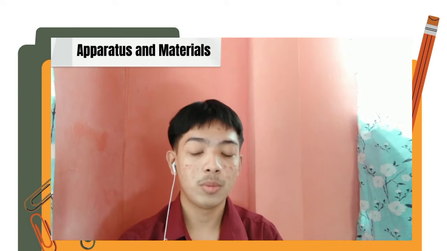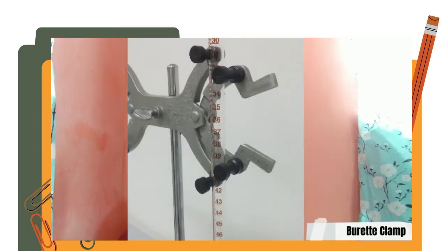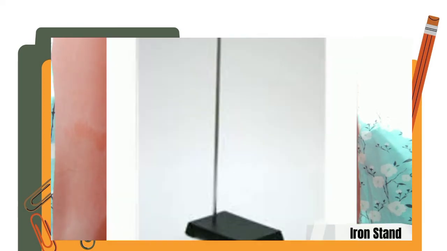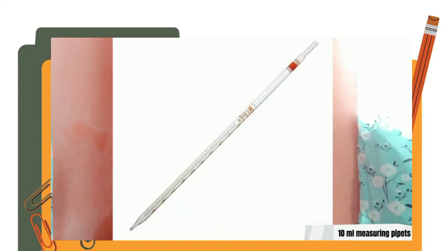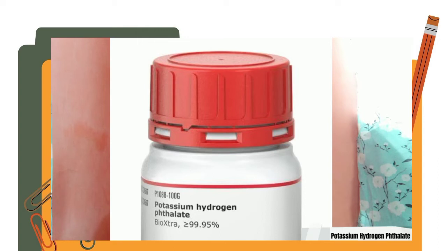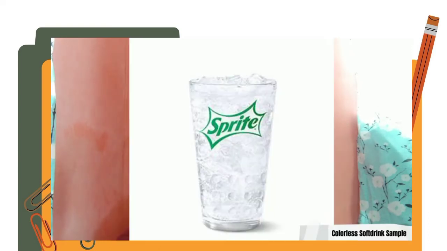So first thing we need for this experiment is a 50 ml acid burette, lamp, iron stand, 250 ml Erlenmeyer flask, 10 ml measuring pipettes, potassium hydrogen phthalate, 0.10 M sodium hydroxide, 1% phenolphthalein, white vinegar sample, and our colorless soft drink sample. So after natin ma-complete yung mga kailangan nating apparatus and materials, mag-proceed naman na tayo sa ating first step na ating pag-experiment.